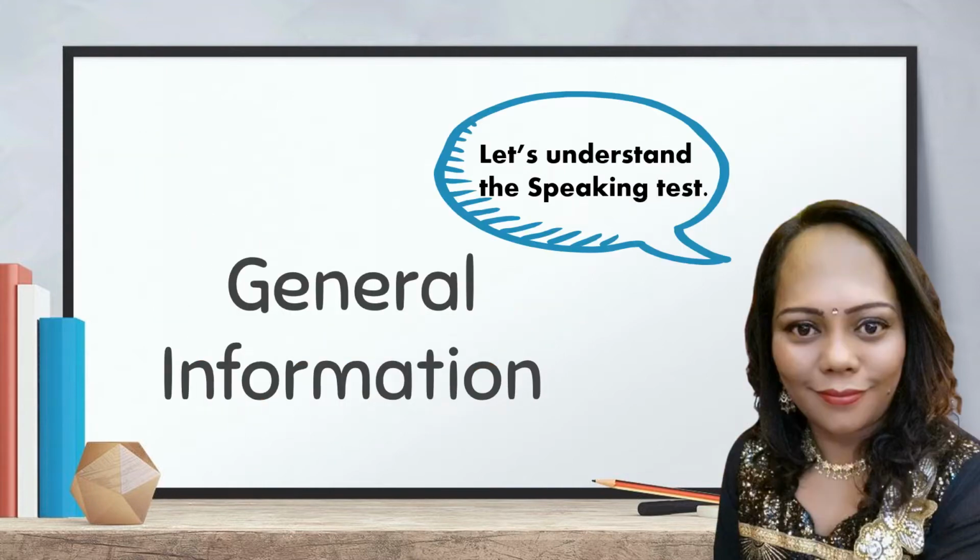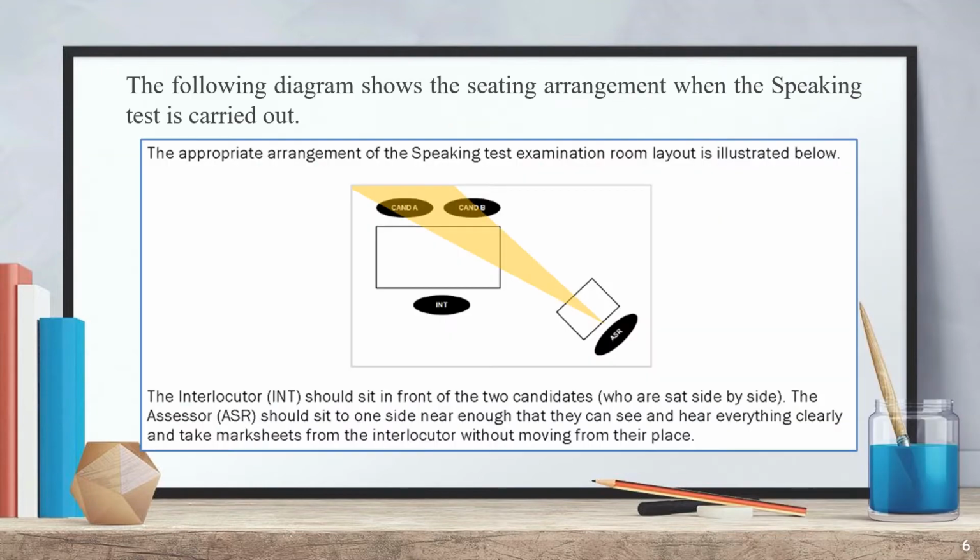Let's understand the speaking test. The following diagram shows the seating arrangement when the speaking test is carried out. As you can see here, the candidates will be seated beside each other, facing the interlocutor, the teacher who will be asking the questions. The assessor will be seated at the side to observe and hear the discussion and conversation.